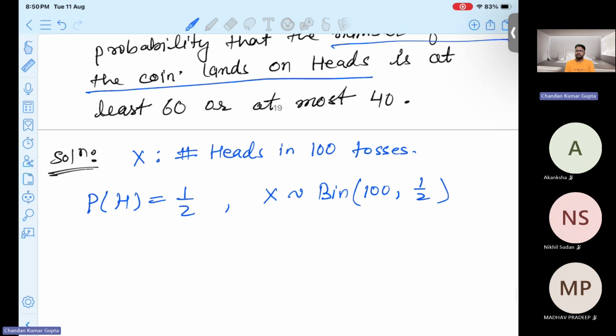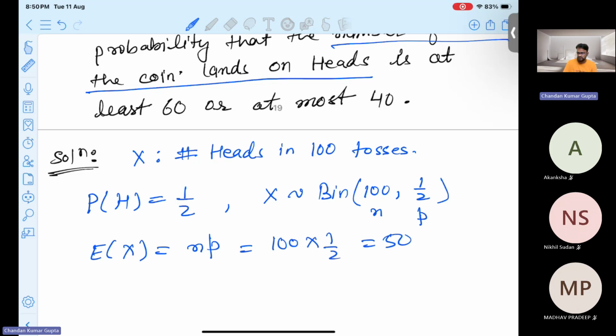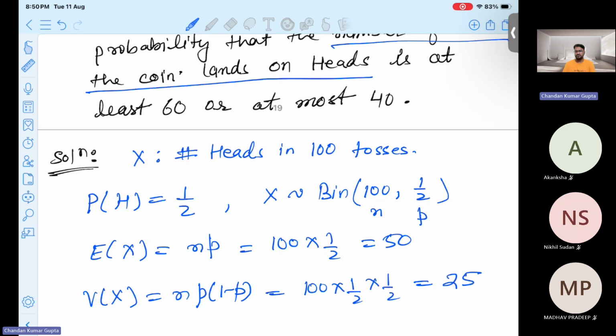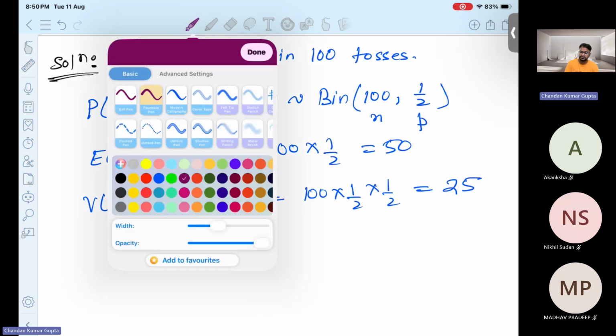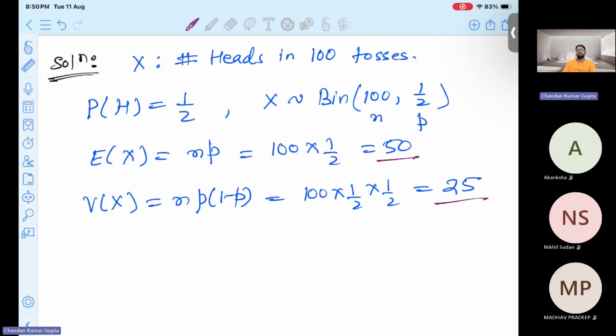When X follows the binomial distribution, the expected value of X is np, where this is n and this is p. So it's 100 into 1 by 2, which comes out to be 50. And variance of X equals np(1 minus p). It's 100 into 1 by 2 into 1 by 2, which comes out to be 25. So now we are given mean and variance. Now we will solve this question.